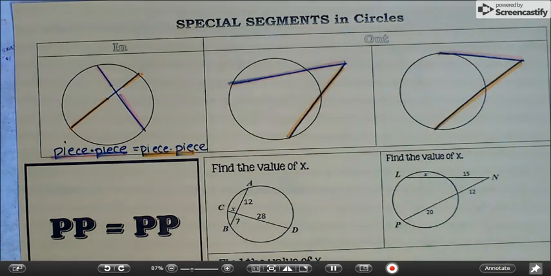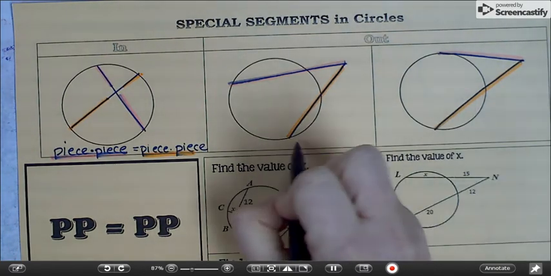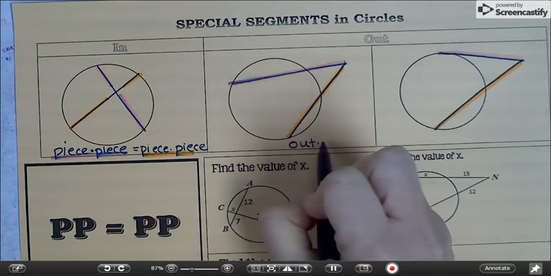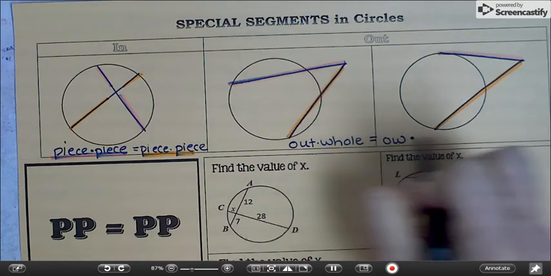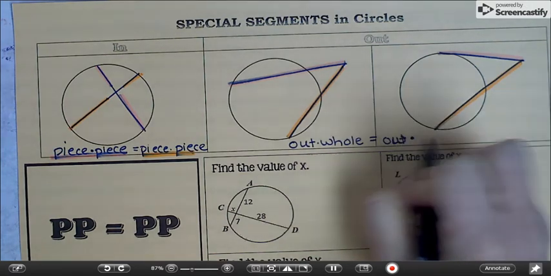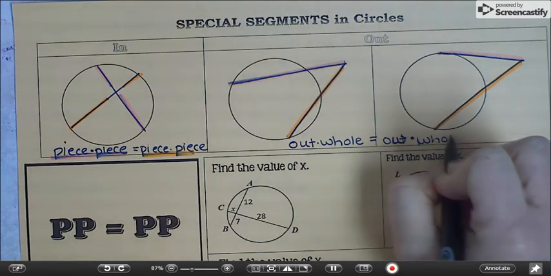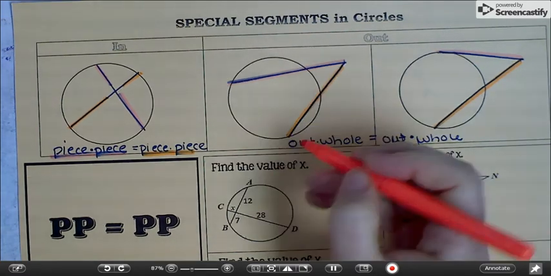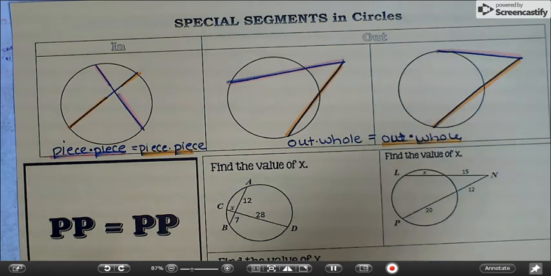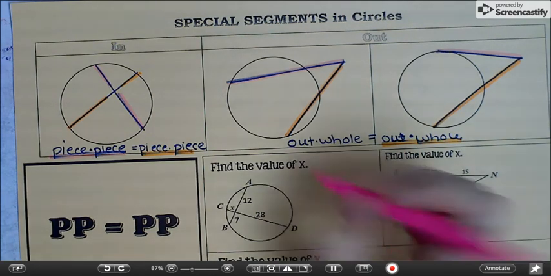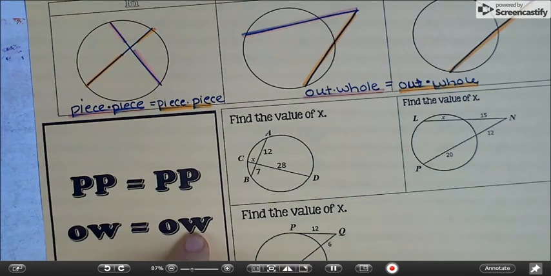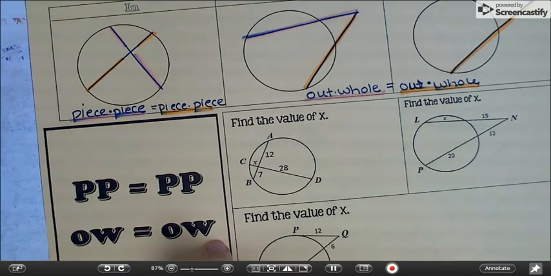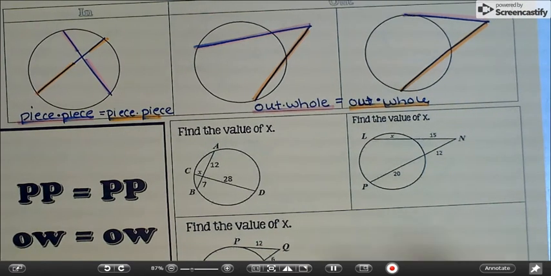And to figure out missing segment lengths on this, you multiply the outside piece of one times the whole thing, equals the outside piece of the other times the whole thing. So, for example, we would multiply the outside times whole of the orange, and that's equal to the outside times whole of the pink. Again, I put ow, ow for that. Outside, whole, outside, whole.